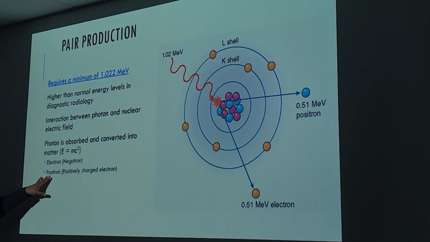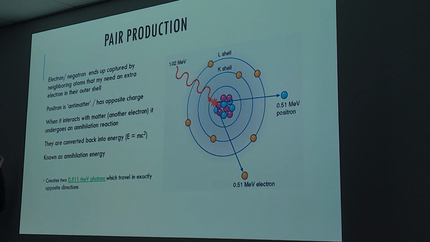Now, the electron from our previous incident ends up being captured by atoms that may need an extra electron in their outer shell. But what happens to our positron? It can interact with another electron and cause an annihilation reaction, which creates two photons that travel in opposite directions. So the positron is the one that does the annihilation reaction, yes, with another electron. What happens to the first electron? It's captured by another atom that needs an electron in the outer shell.